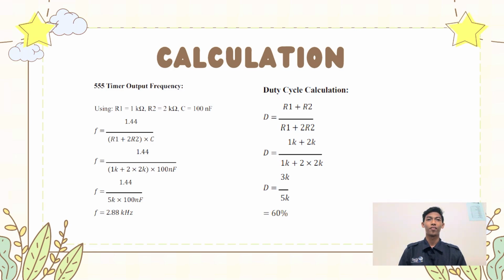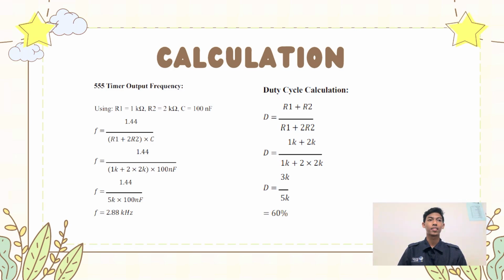Now I'm going to explain the calculations for this project. First, for the 555 timer output frequency, we use R1 1 kilo ohm, R2 2 kilo ohm, and for the capacitor 100 nF. So for the frequency, we got 2.88 kilohertz.